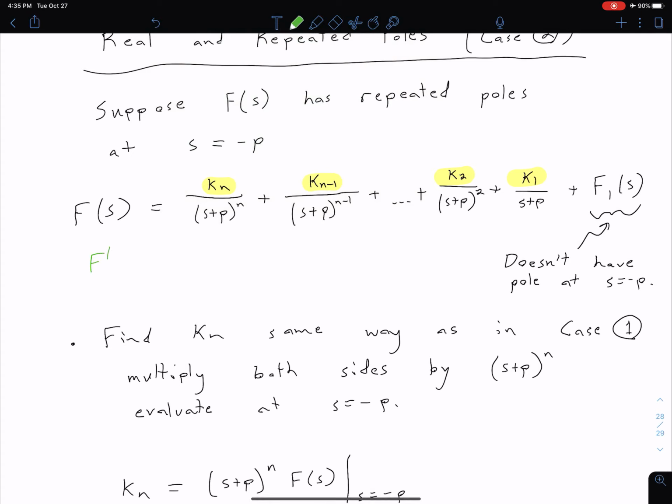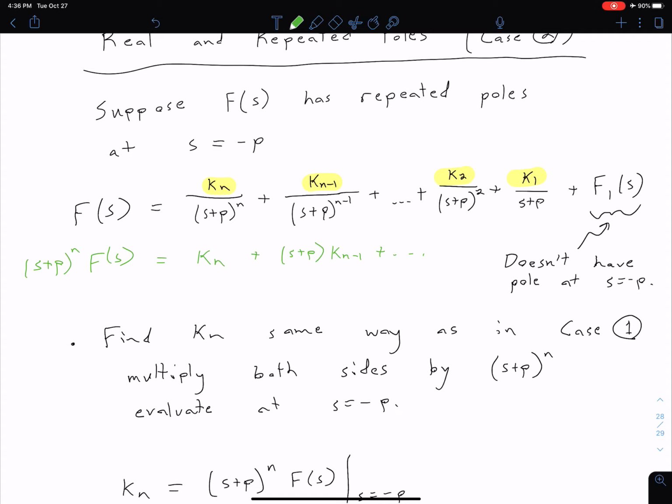We have F(s) times (s plus p) to the power of n equal to just k sub n, plus (s plus p) times k sub n minus 1, and so on and so forth. What we notice is that now we're looking for this k sub n minus 1. We don't want this k sub n.